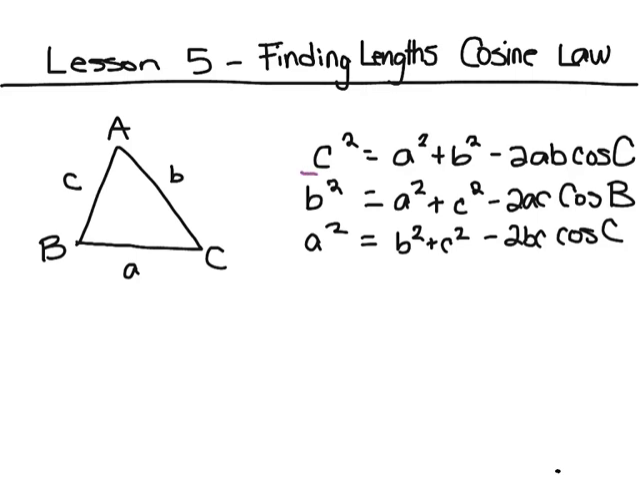All you have to remember is that your first side, so whatever side you start with, your angle matches that side. So if you start with a c squared, your final angle has to be c. You start with a b squared, your final angle has to be b, and they are across from each other. You start with an a squared, your final angle has to be an a.